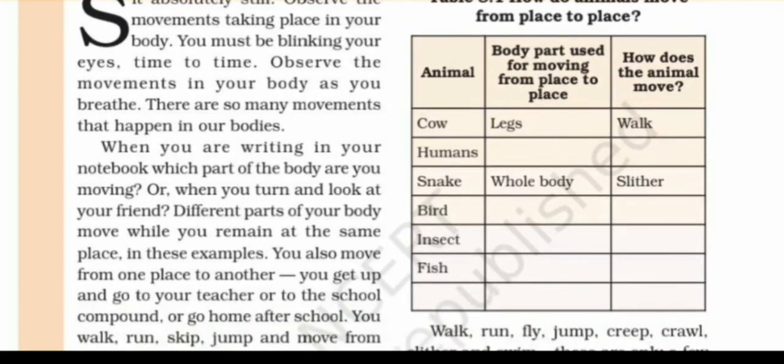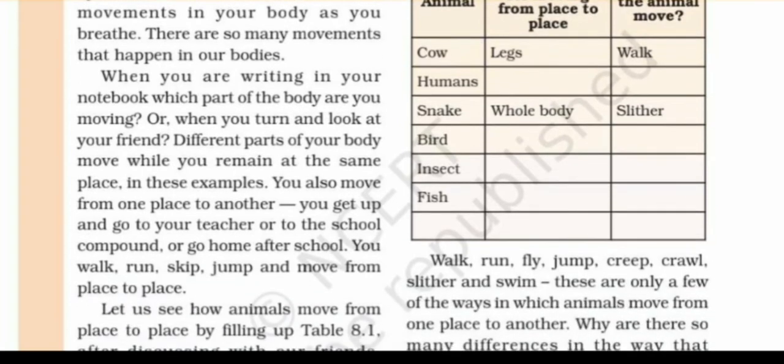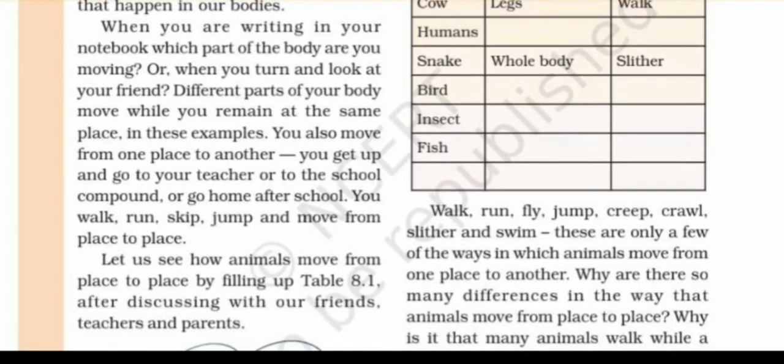When you are writing in your notebook, which part of the body are you moving? Or when you turn and look at your friend, different parts of your body move while you remain at the same place. When you are writing, you are moving only your hands. Sometimes you are moving your shoulders also, but most of the time you are using only your hands, elbows and wrist bones. And when you are turning and looking at your friend, then your neck bone is moving. Different parts of the body move while you remain at the same place.